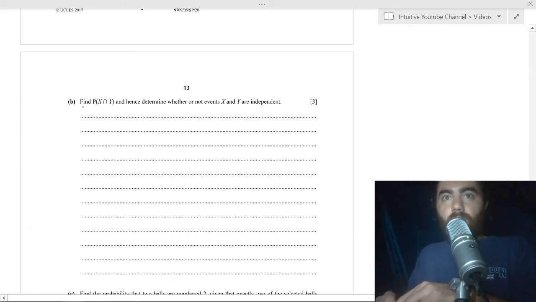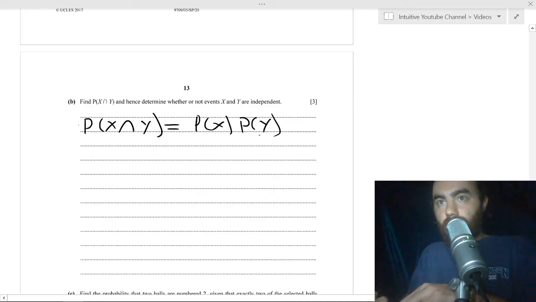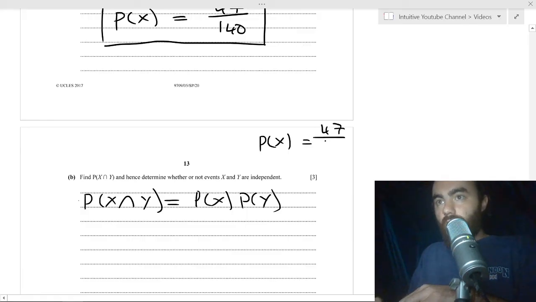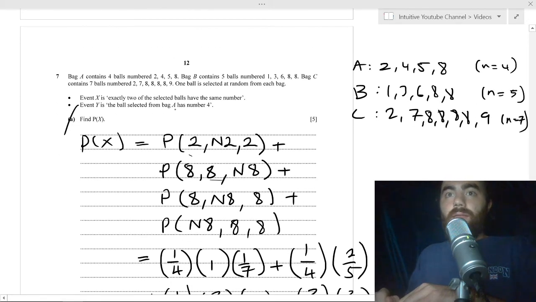And now find P of them both occurring, and hence determine whether or not they're independent. Okay, well, to show whether they're independent or not, we have to show whether or not this equals this. So we know that P of X from the last one is 47 over 140, and P of Y equals, what's the probability that the ball selected from bag A has the number 4? Well, that's just 1 over 4.